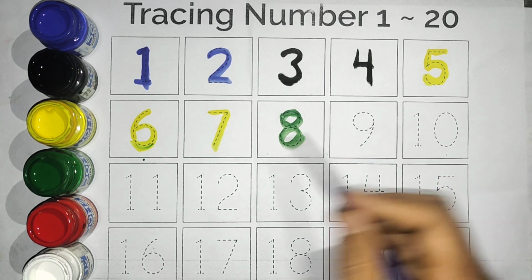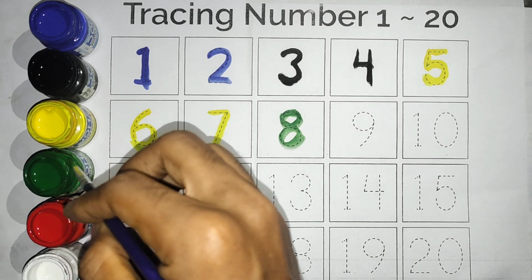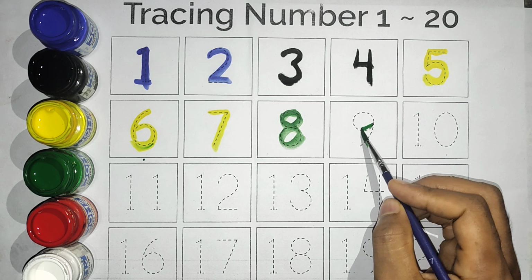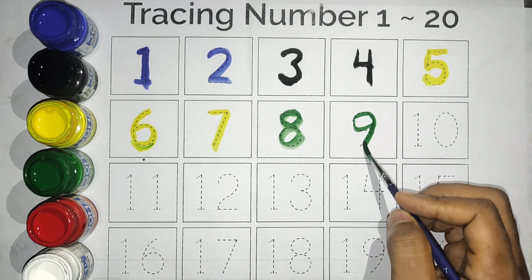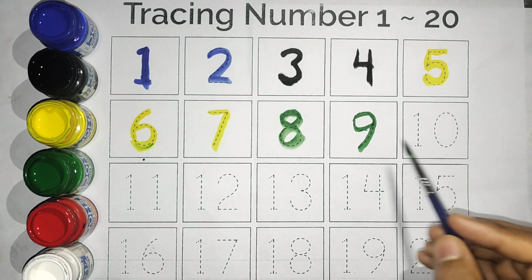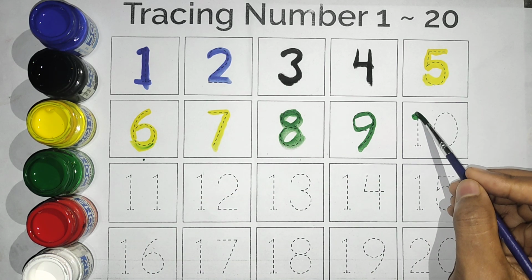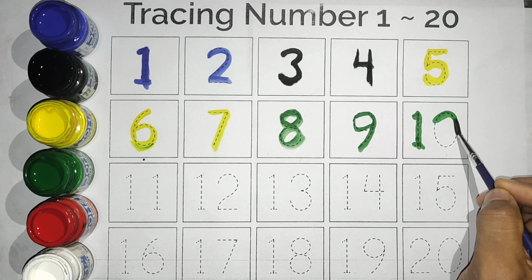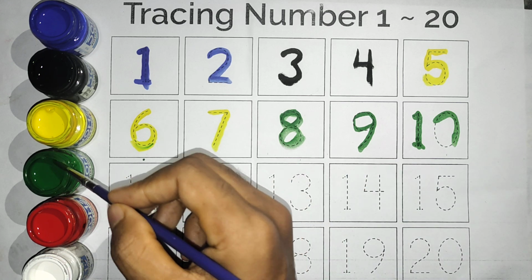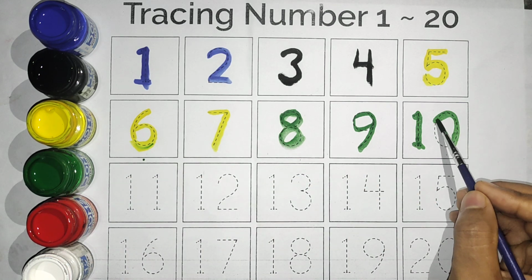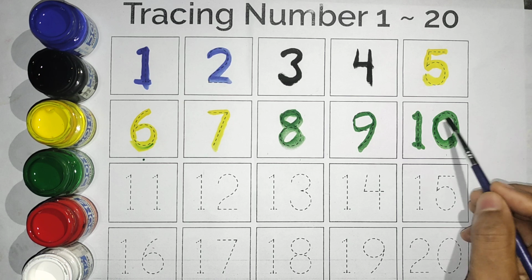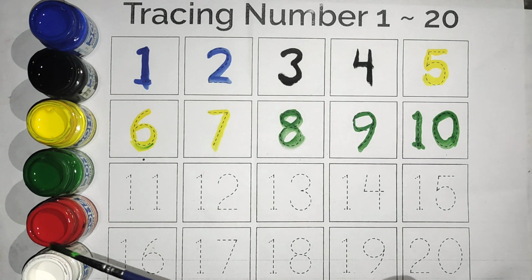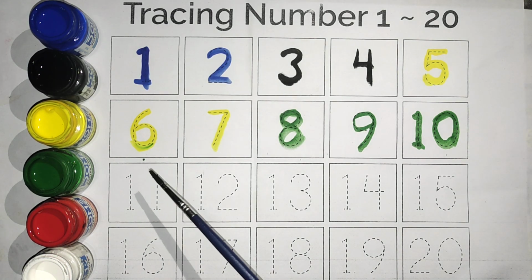Now we are drawing 9. The number 9. Now we use green color again. 10. The number 10. T-E-N, 10. Kids, now we are using red color and drawing the number 11.